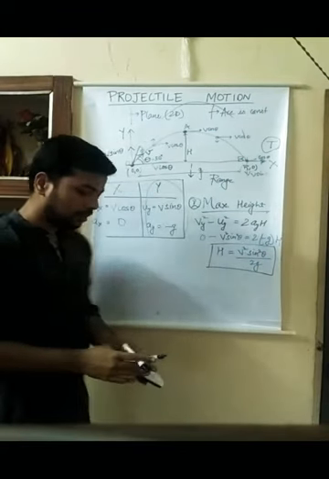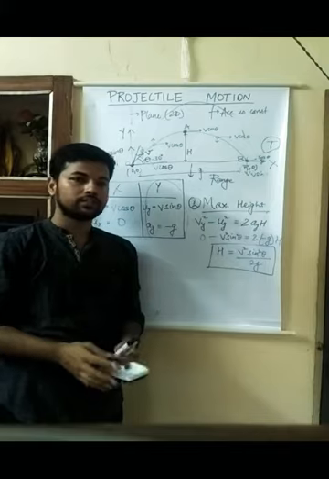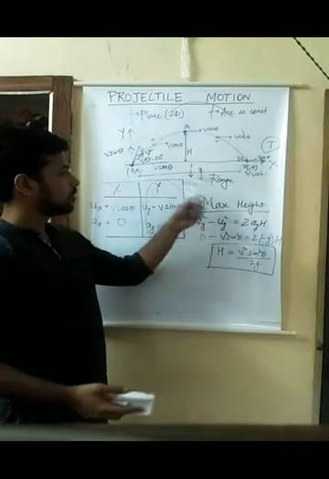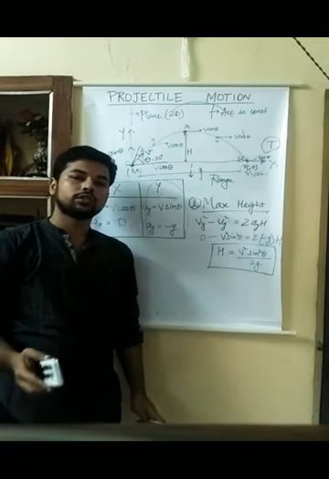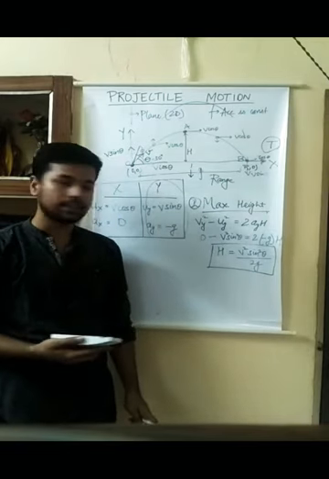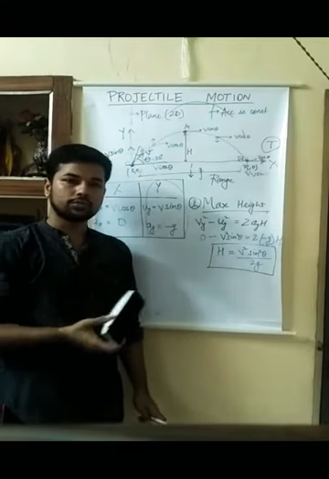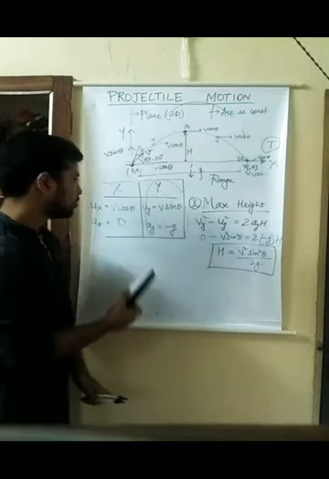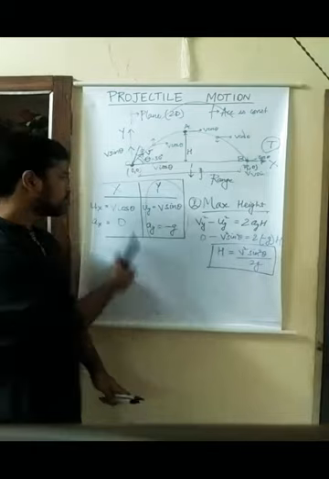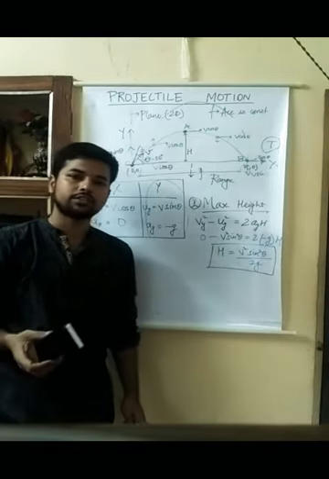So we obtained formulas for these three parameters: range, maximum height, and time of flight. Whenever you encounter questions like this, you can either directly use the formula if you remember it, or you can quickly derive it using kinematics in the x and y directions and get the results.